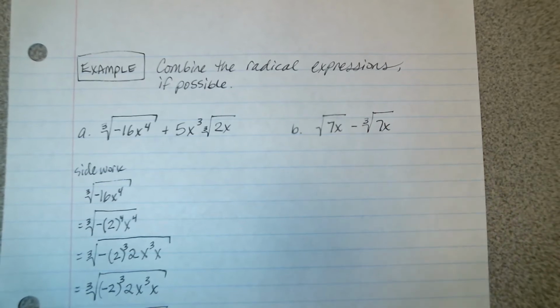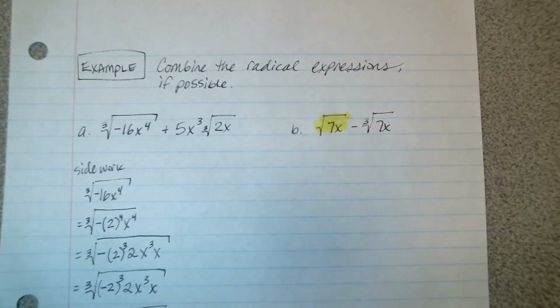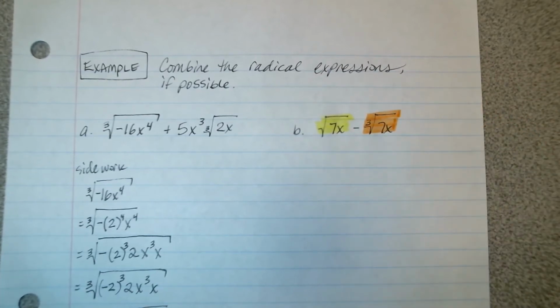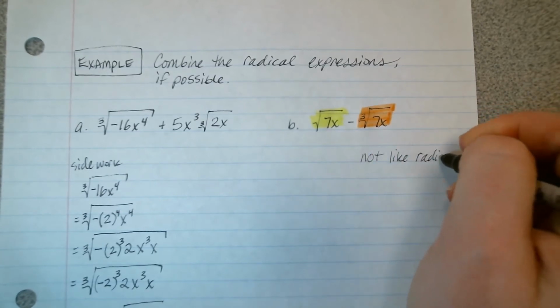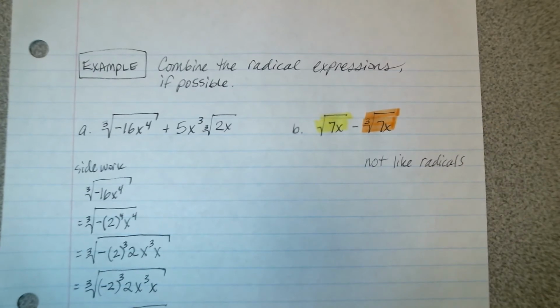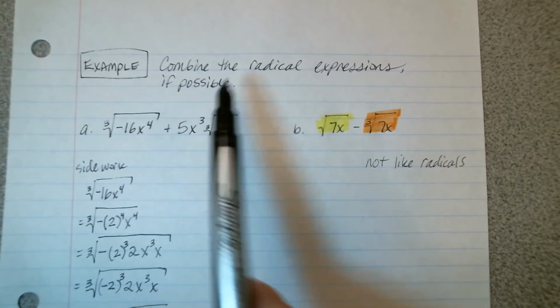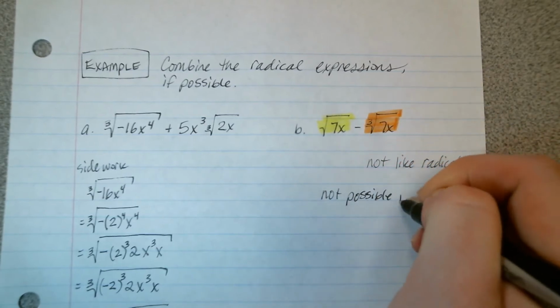So these two radicals, the square root of 7x and the cube root of 7x, I'm going to color in different colors because they're different. These are not like radicals. They have the same quantity inside the radical, but they do not have the same index. And I can't simplify them in any way, so there's nothing I can do with this problem. So notice up here it says combine if possible. In this one, it is not possible to combine.